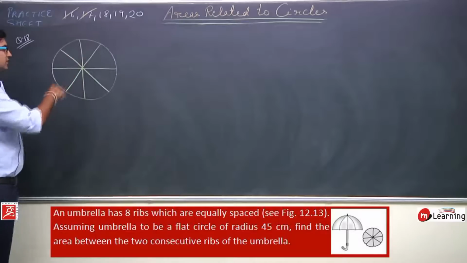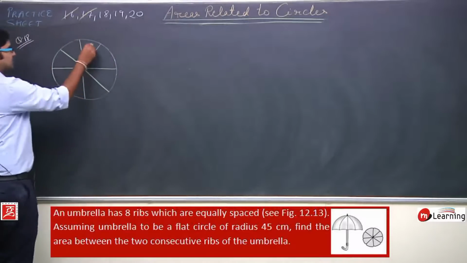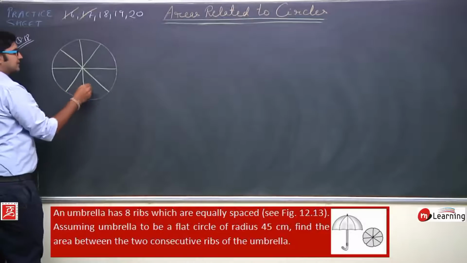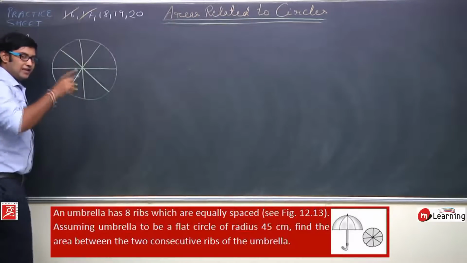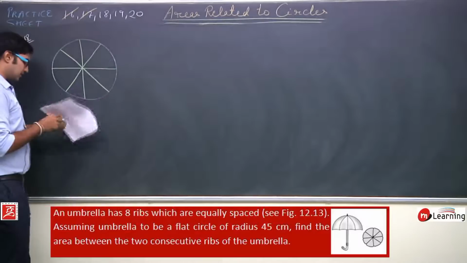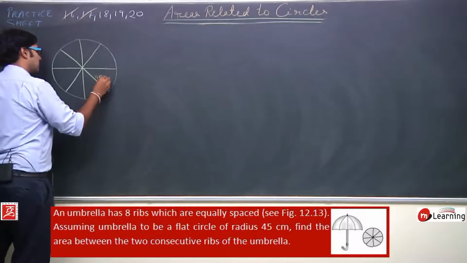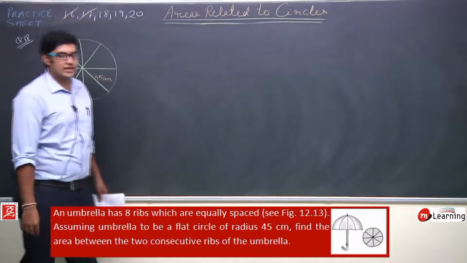See, I can assume that these are equally spaced ribs. This is first, second, third, fourth, fifth, sixth, seventh and eighth. So we have 8 ribs and the radius of this circle is given as 45 centimeters. Okay, 45 centimeter is the radius of the circle.